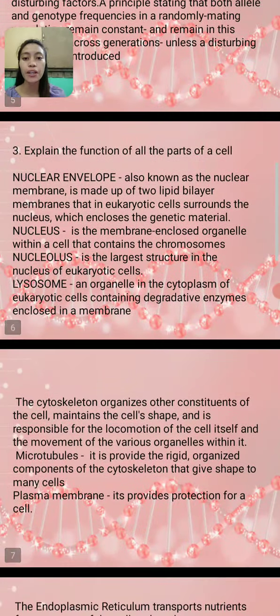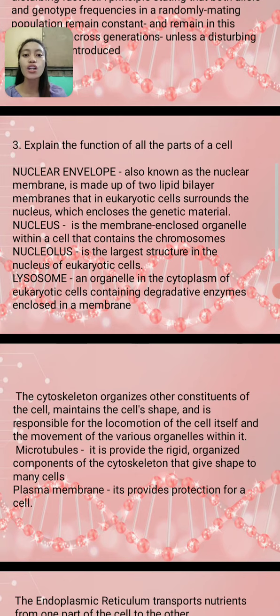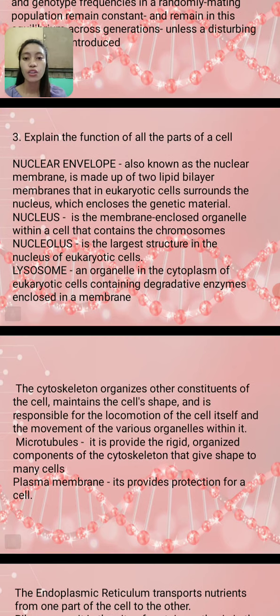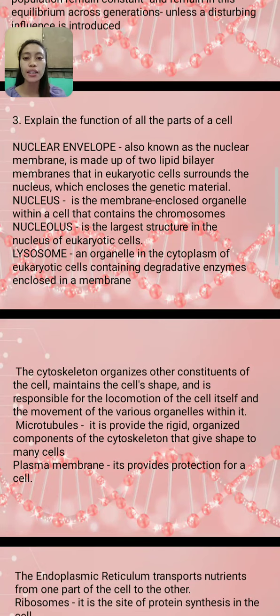Number 3. Explain the function of all the parts of the cell. The nuclear envelope, also known as the nuclear membrane, is made up of two lipid bilayer membranes that in eukaryotic cells surround the nucleus, which encloses the genetic material. The nucleus is the membrane-enclosed organelle within a cell that contains the chromosomes. The nucleolus is the largest structure in the nucleus of a eukaryotic cell.